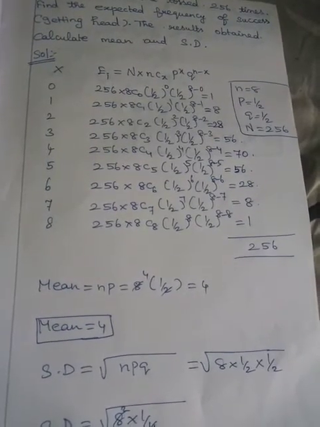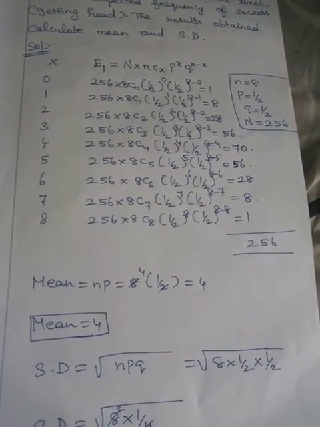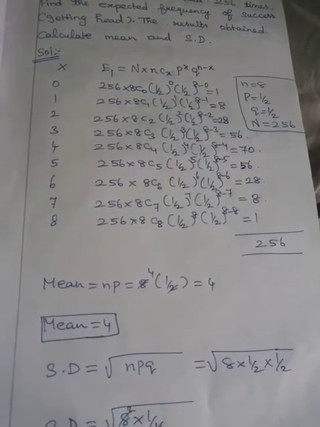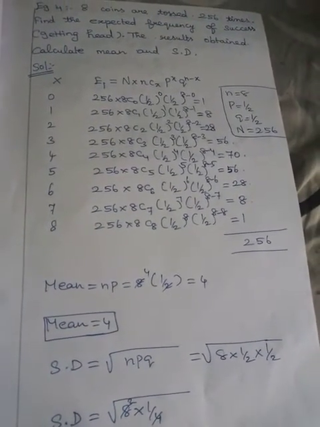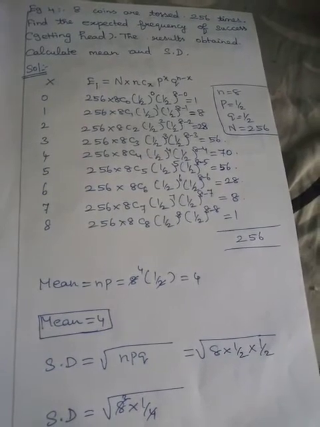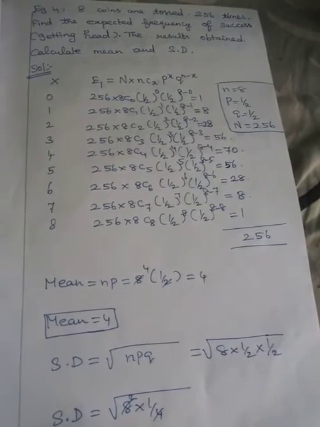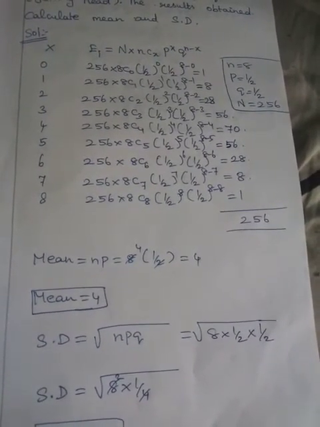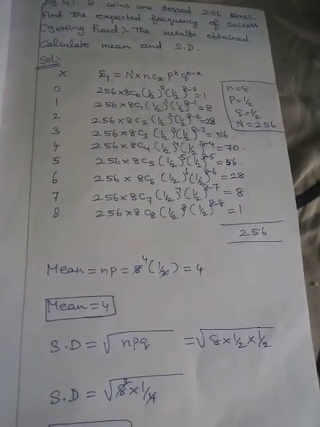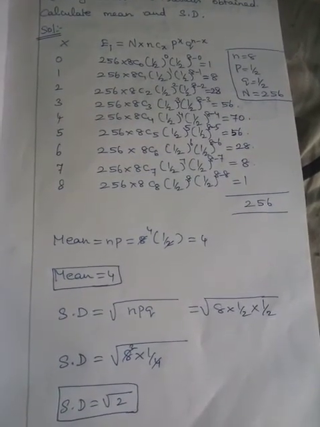Adding the total value, 256. N value is 8, P equal to 1 by 2, Q equal to 1 by 2, capital N is equal to 256. So mean is equal to NP, that is 8 into 1 by 2, cancelling we get 4. Mean equal to 4. Standard deviation equal to root of NPQ equal to root of 8 into 1 by 2 into 1 by 2, which is root of 8 into 1 by 4. Standard deviation is equal to root 2.